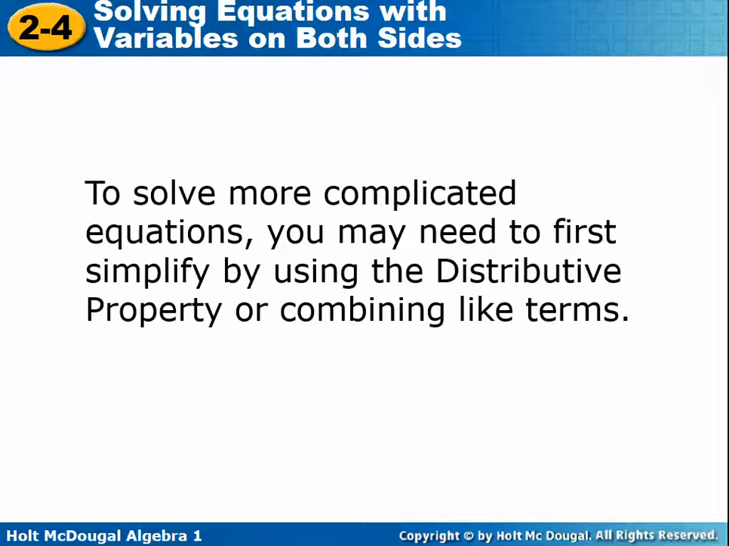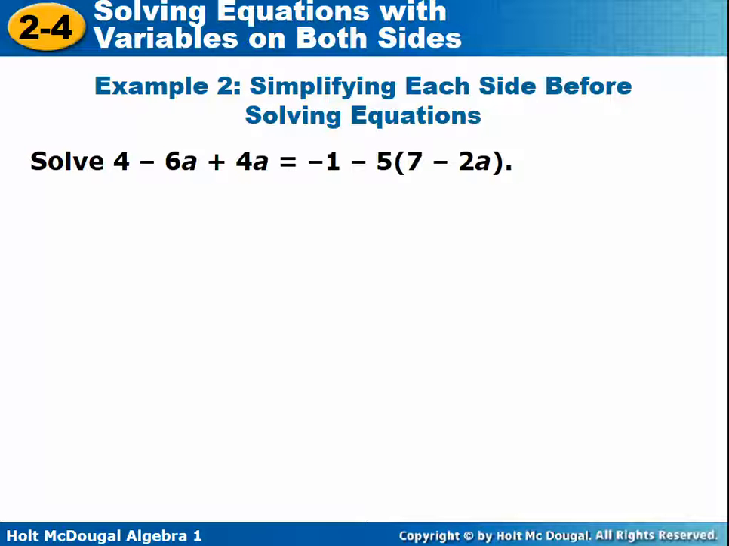All right, now sometimes they get a little bit more complicated, and as we saw in that sequence chain, we might have to use the distributive property first, or we might have to combine like terms. Sometimes we even have to do both of those things. In this example here, there's a lot going on. We have 4 minus 6a plus 4a equals negative 1, and then minus 5 times parentheses 7 minus 2a. There's some distributive property on the right side. On the left side, we have some like terms.